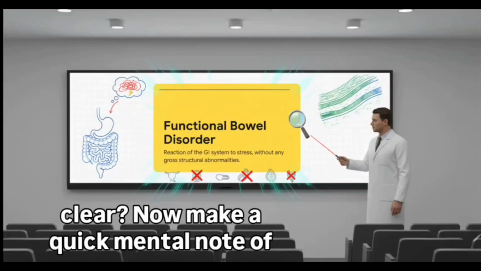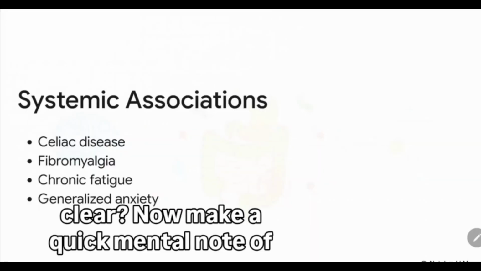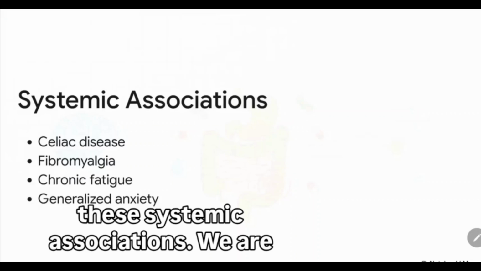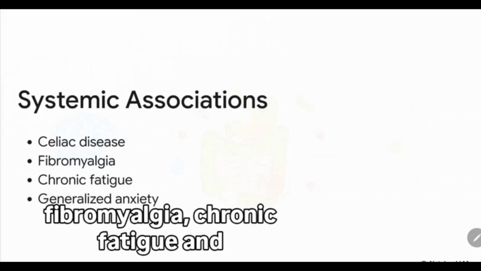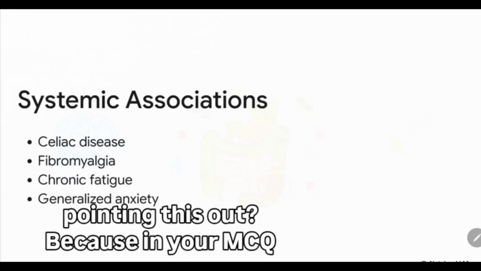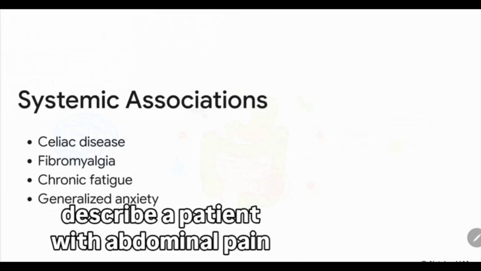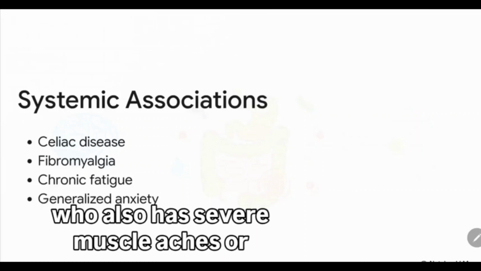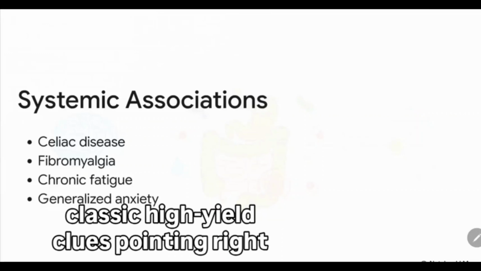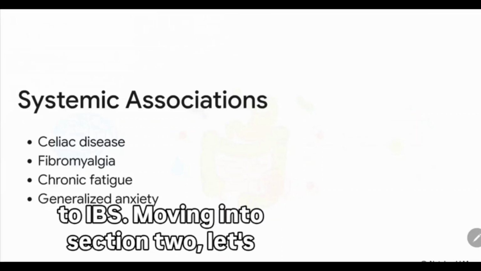Is that concept clear? Now make a quick mental note of these systemic associations. We're looking at things like lactose intolerance, celiac disease, fibromyalgia, chronic fatigue, and generalized anxiety disorder. Why am I pointing this out? Because in your MCQ clinical vignettes, examiners love to describe a patient with abdominal pain who also has severe muscle aches or anxiety. Fibromyalgia and anxiety are classic high-yield clues pointing right to IBS.